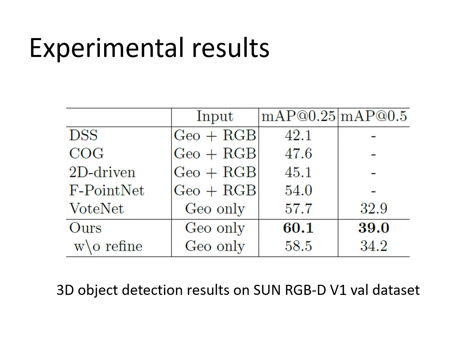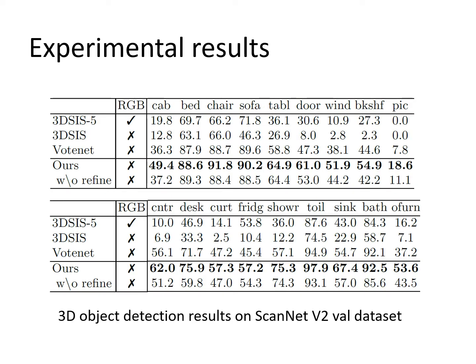We also have noticeable improvement on SUN RGB-D v1. The improvements are also consistent across all the categories. In particular, for the categories where existing methods perform poorly, our improvements are quite salient, by more than 10%. Okay, so this is with respect to mAP 0.25.